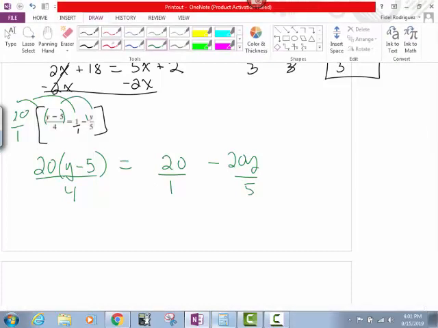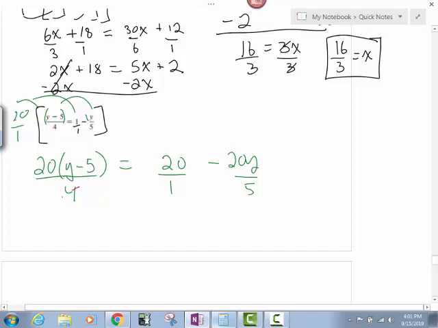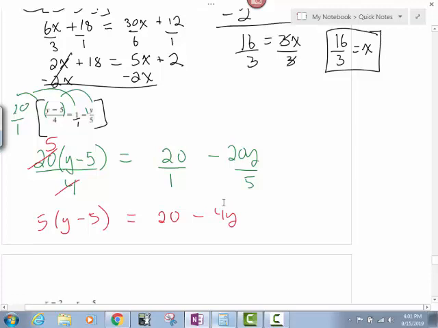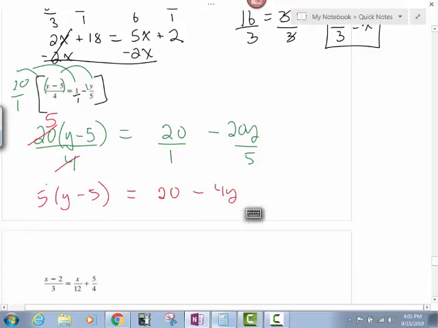Okay, what I want to do now is we can say 4 goes into 20 5 times, right? So let me go ahead and write this out here. If I divide that, that's still 20. 20 divided by 5 is 4. Okay. I'm going to scroll down. Hopefully I have enough room here. We'll make enough room. Multiply here. 5y minus 5 equals 20 minus 4y.